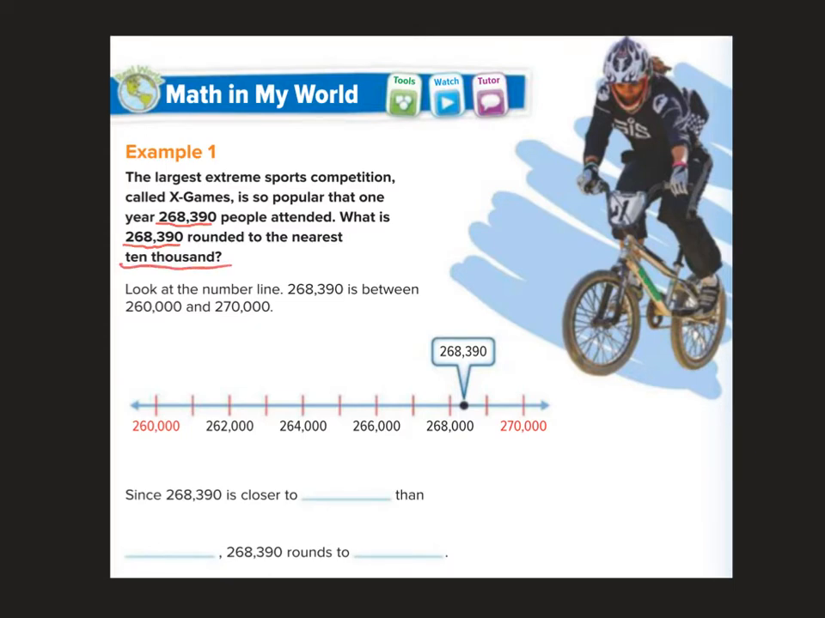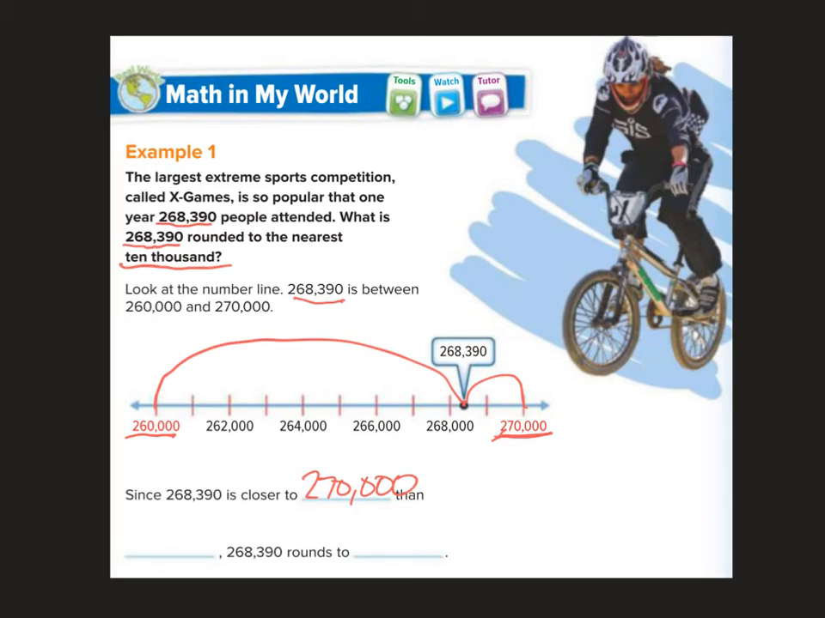Okay, well, let's look at the number line. 268,390 is between 260,000 and 270,000. So when you look at a number line, it's like a no-brainer, right? It's obviously closer, right there, than it is to all the way down there. So we know we'd round it to 270,000.